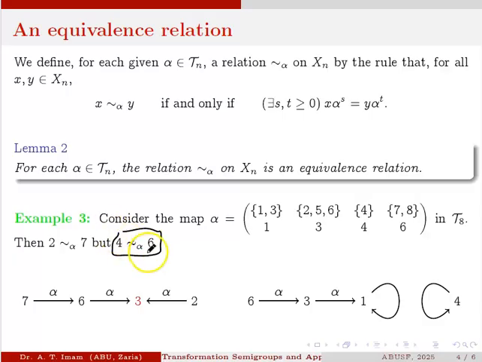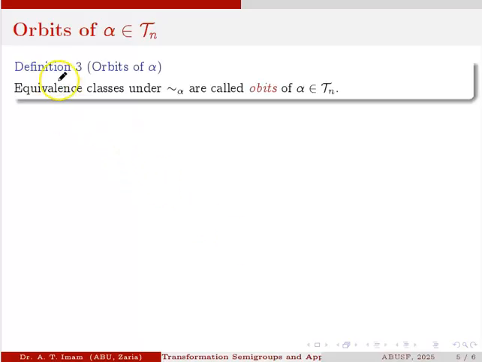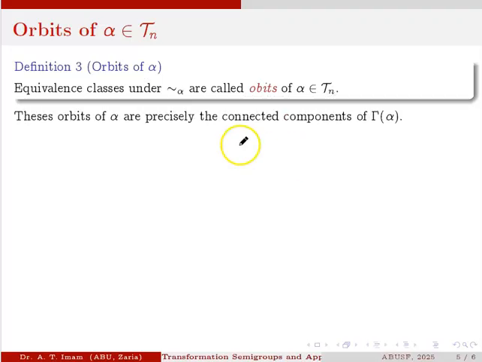So this relation is an equivalence relation, and therefore it will partition the set into what we call orbits. Equivalence classes of the relation are called orbits of alpha. And if you look closely enough, you will see that these orbits are nothing but the connected components of the associated directed graph induced by alpha.